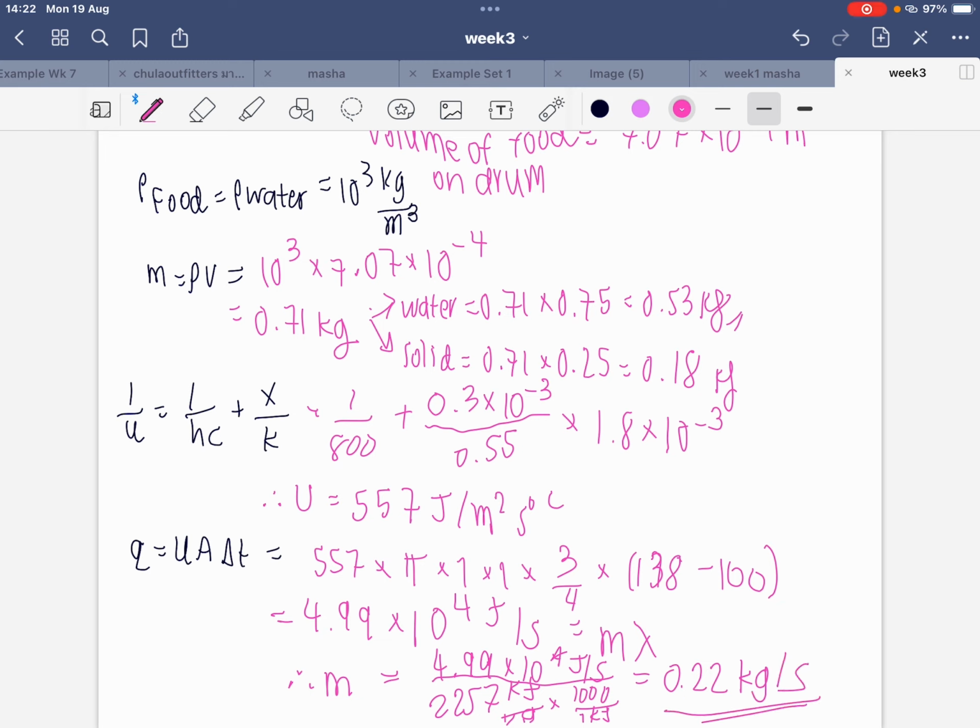per second, and the residence time will be, let's see, time is 3 over 4 times 30, which is 22.5 seconds. Okay, thank you very much.